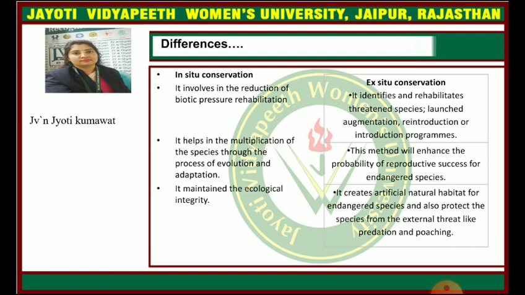In situ conservation helps in the multiplication of the species through the process of evolution and adaptation. And ex situ conservation enhances the probability of reproductive success for endangered species. In situ conservation maintains the ecological integrity. And ex situ creates an artificial natural habitat for endangered species and also protects the species from extreme threats like predation and poaching.